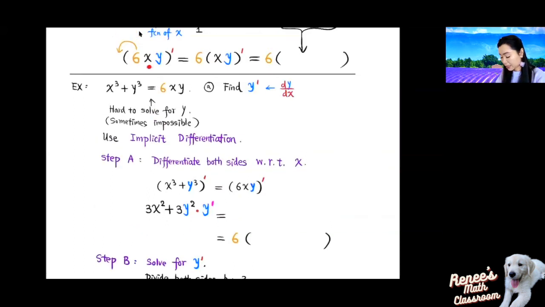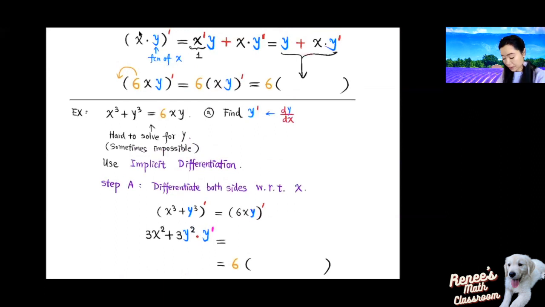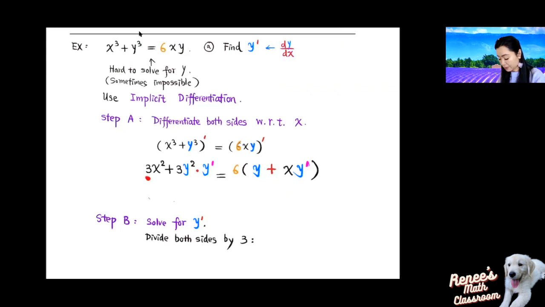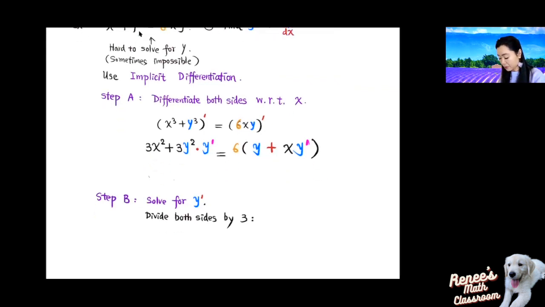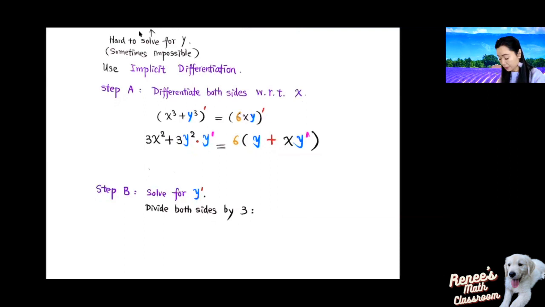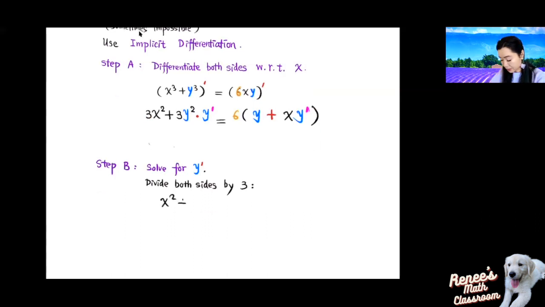Now on the other side, we just went over this, right? The 6xy will be 6 times this, so it will be 6 times y plus x times y prime. So we end up with this. Now we can solve for y prime. I'm going to divide both sides by 3. Then we're going to get x squared plus y squared y prime equal to 2 times y plus 2 times x y prime.